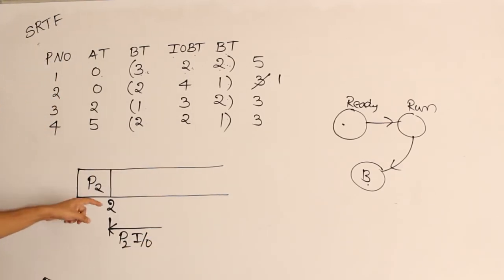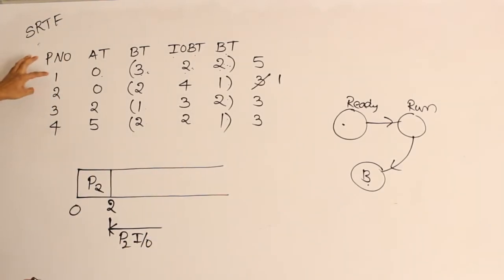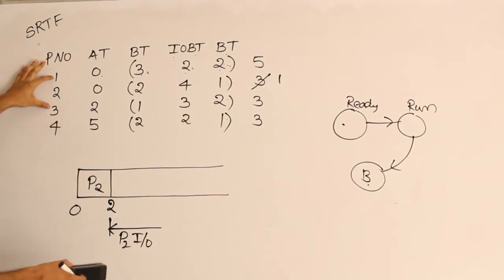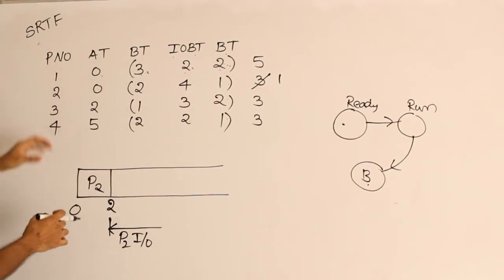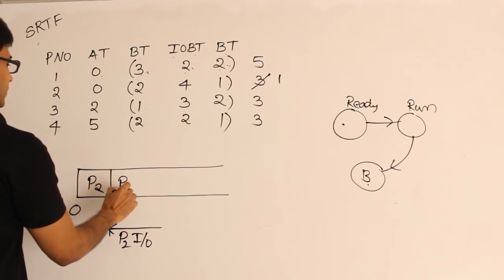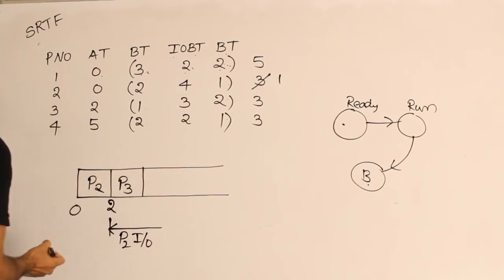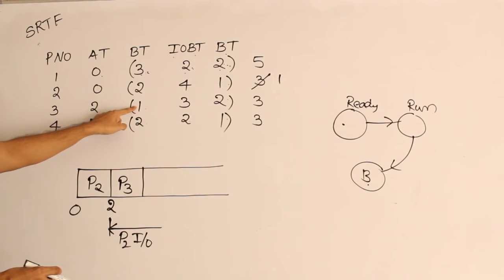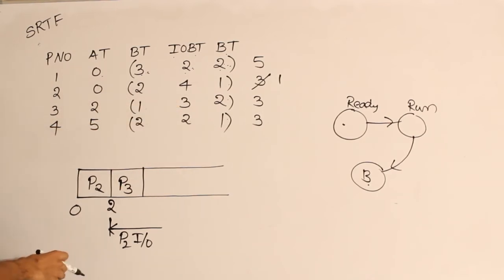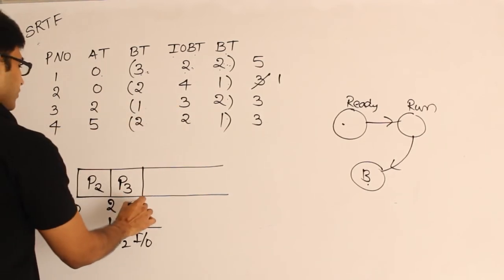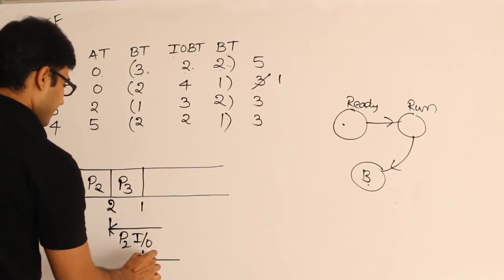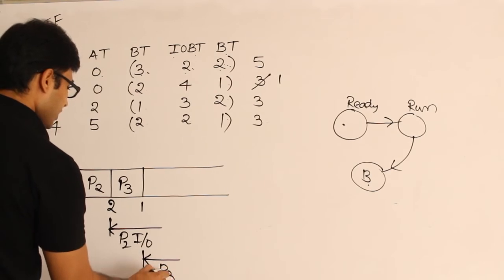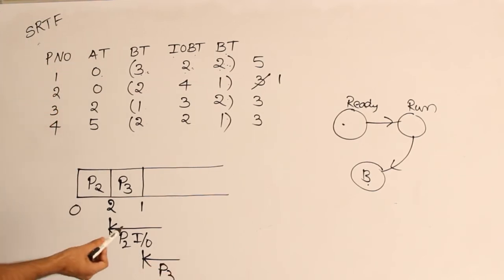By time 2, let's see which processes are available. P1 is available and P3 is available, and out of these two, P3 has the least burst time. Therefore I schedule P3, and it can run for 1 unit and then it has to go for IO. So I'll run it for 1 unit, and at this point P3 is going for IO. How long will it go for IO?